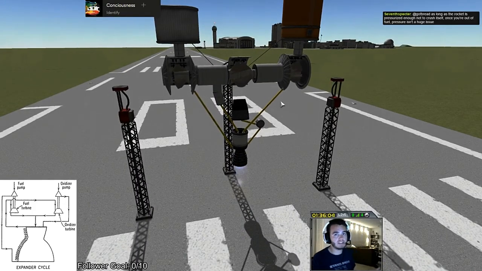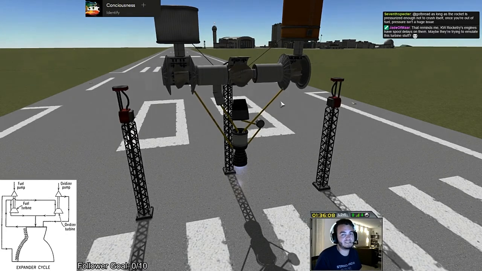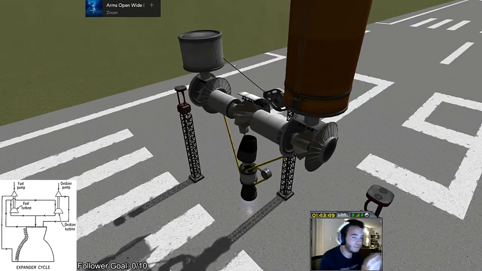So the larger your nozzle goes, you can only heat up your gas so much before you're not getting any more energy output from it, so you're kind of limited on how big you can go with your rocket engine nozzle and therefore your operating pressure. So that is an expander cycle.